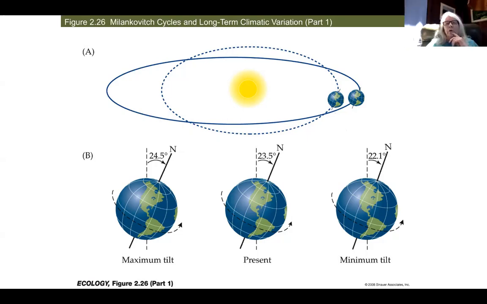So where are we now? We're in the 100,000 year cycle. So we're in the biggest elliptical. We are in the biggest elliptical, right? The more elliptical trajectory. We are in what is called a glacial age.